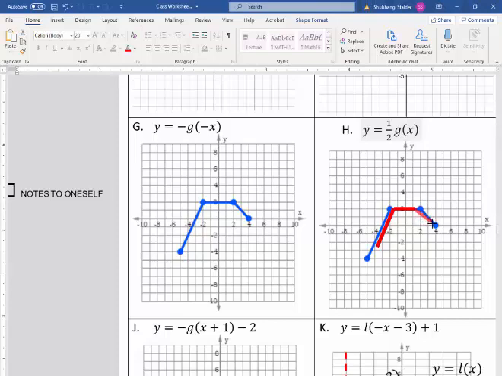So instead of the 4, 0 will stay 4, 0. This will go to 1. Like that. All the y coordinates got shrunk. It'll be like that. Can you see?